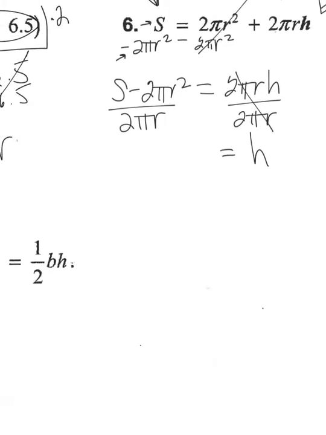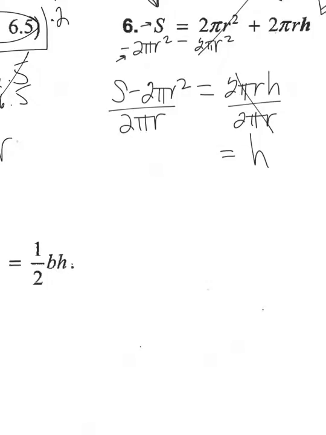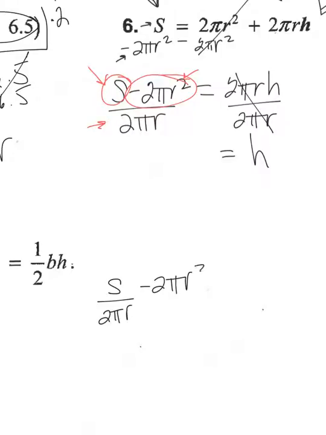So when you see this, what you're actually doing is you're taking s and dividing it by 2 pi r, and you're taking negative 2 pi r squared and dividing it by 2 pi r, because in this numerator, you have 2 terms. So you have to divide both terms by 2 pi r. So if we rewrite that out, and I'm going to just do it down here, s divided by 2 pi r, and then negative 2 pi r squared divided by 2 pi r.